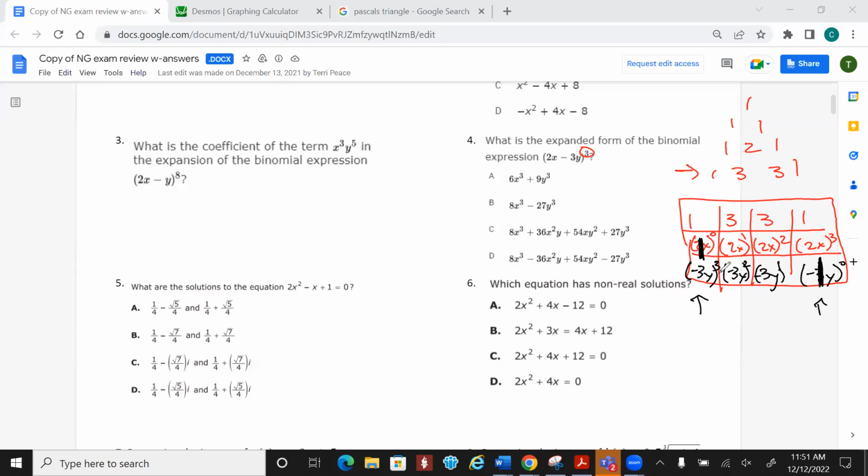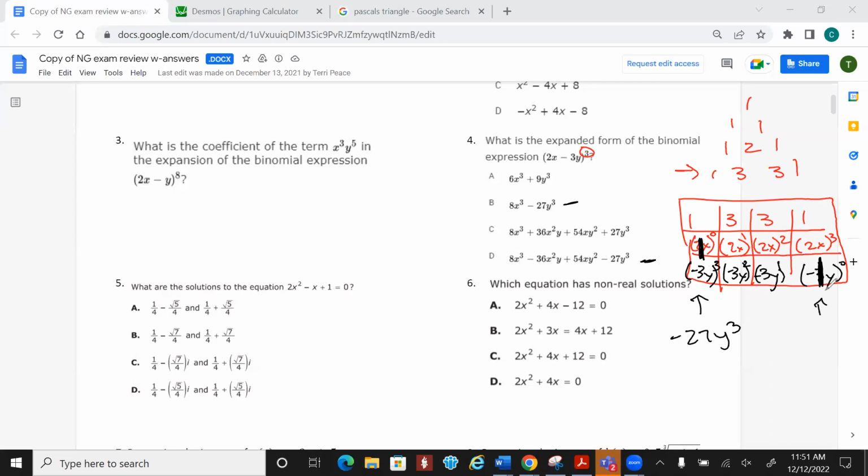Negative 3 cubed is going to give me what? Negative 27, right? We're going to have negative 27y cubed. So looking at our answer choices, which one has a negative 27y cubed? D has one as well as B, right?